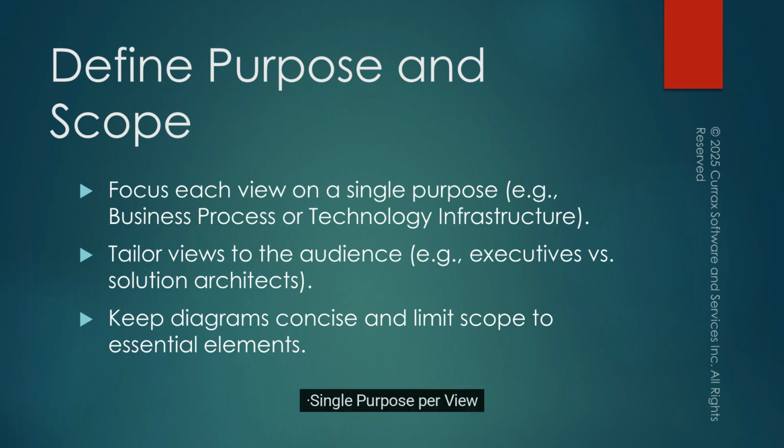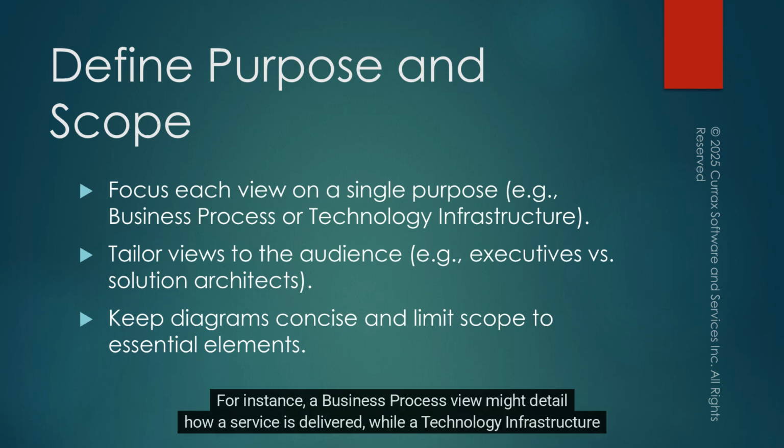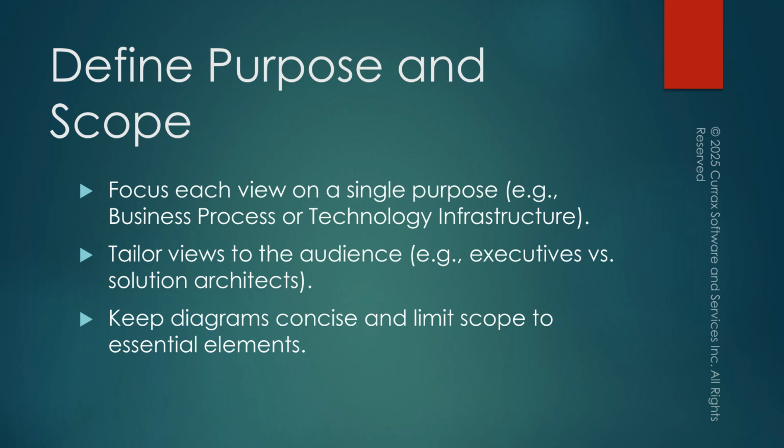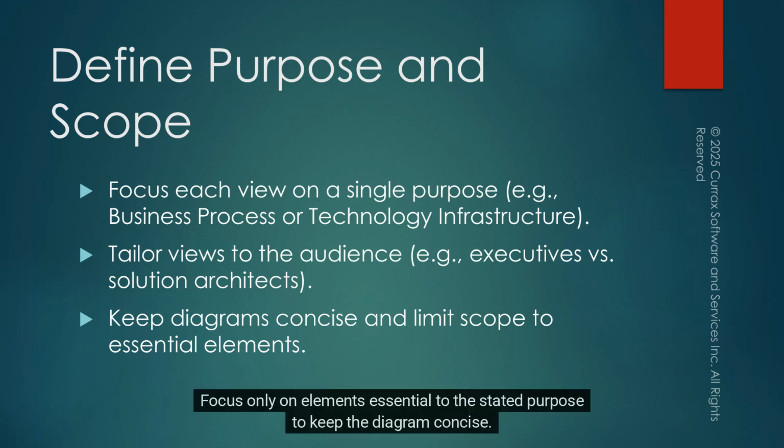Single purpose per view. Each view should address a specific question or concern. For instance, a business process view might detail how a service is delivered, while a technology infrastructure view focuses on infrastructure components and their roles. Limit the scope. Focus only on elements essential to the stated purpose to keep the diagram concise. This prevents unnecessary complexity and ensures readability.